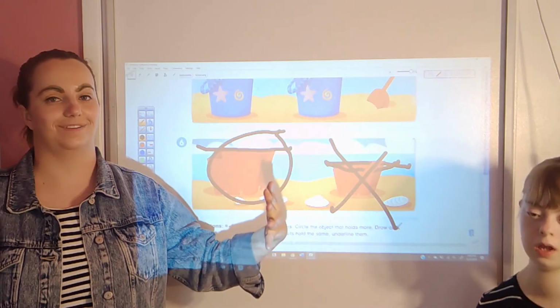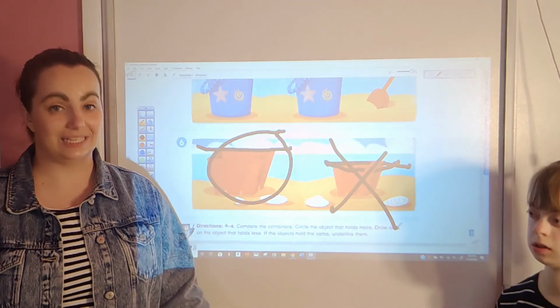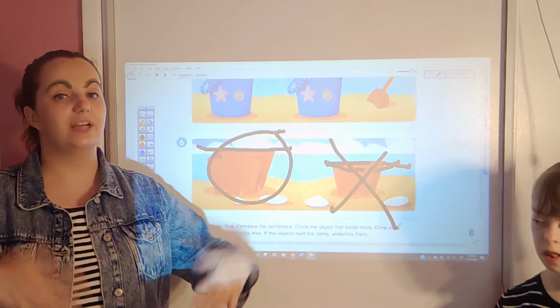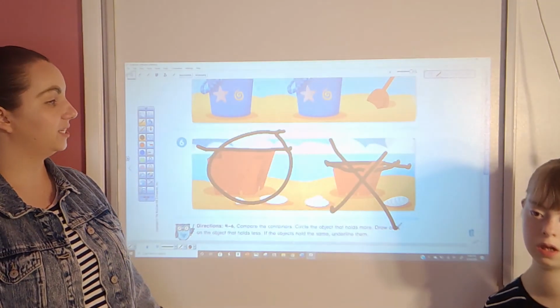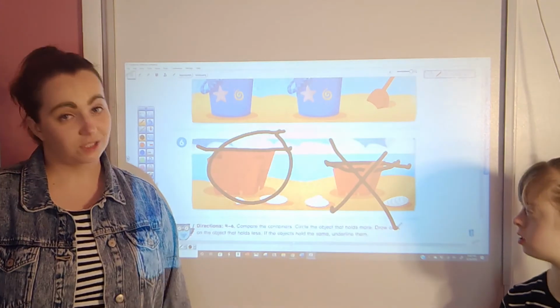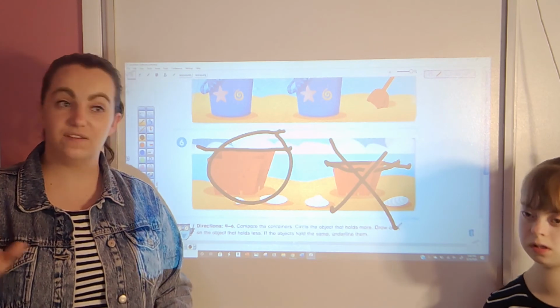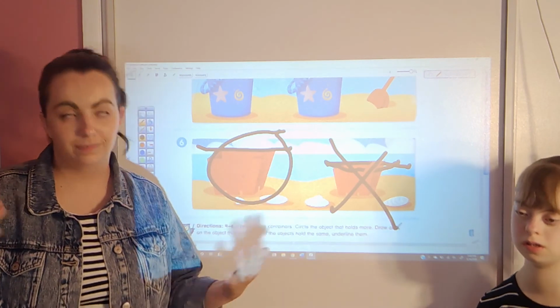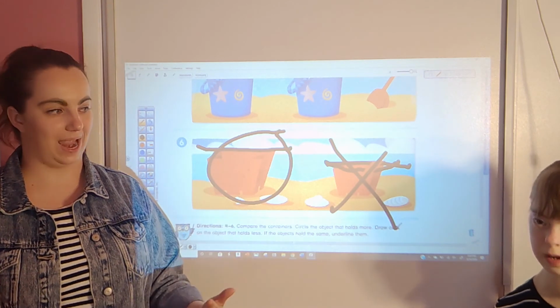Okay? This lesson was all about capacity, measurement of how much something holds. We talked about objects that hold more and hold less. We also talked about how the same identical object, even though there might be different colors, they hold the same amount. They're the same. Okay?